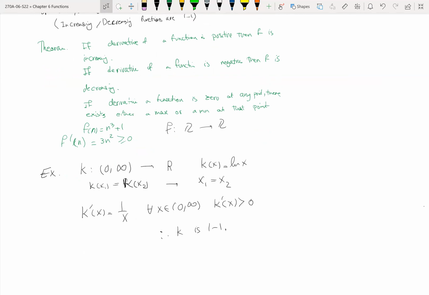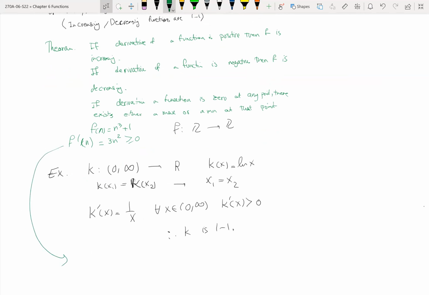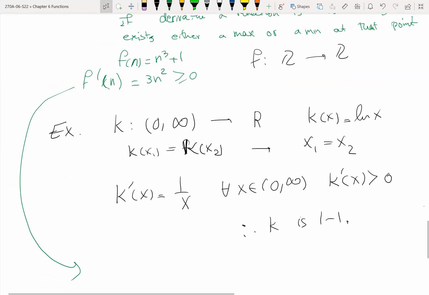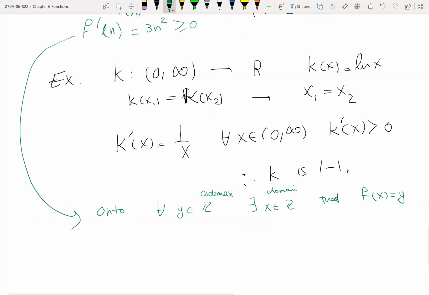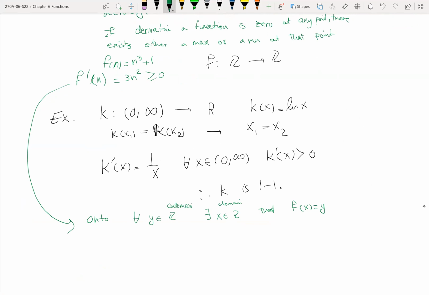In order to show onto, we say for all y's chosen from the codomain, there should be one x chosen from your domain such that f of x equals y. So a little side work or scratch work: you have y equals x cube plus 1. You subtract 1, and then you take the cube root of both sides.